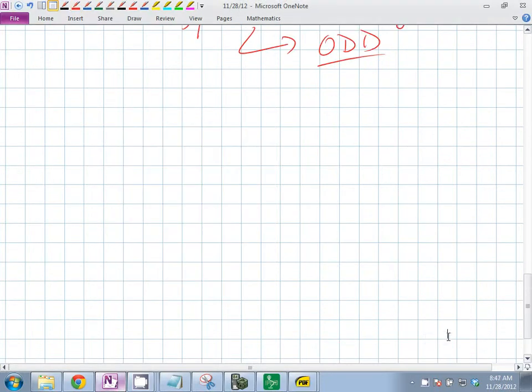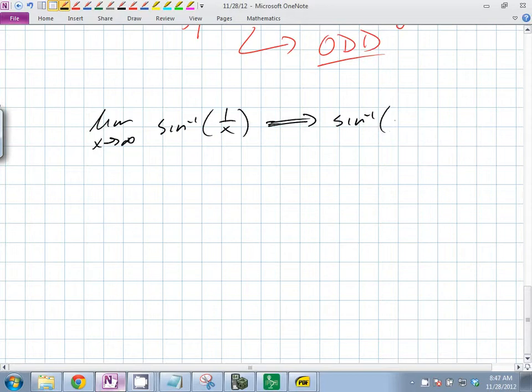Let's do asymptotes. So if we're going to do the limit as x goes to infinity of sine inverse of 1 over x, what's that going to be? It's going to go towards the sine inverse of 0. It's going to get really, really close to sine inverse of 0. What does sine inverse of 0 mean? So sine inverse of 0 equals something, some a value. What does that mean? Can someone explain to me what that means?